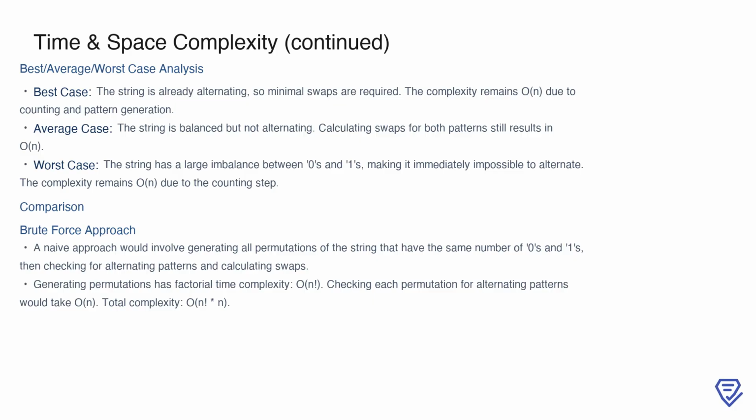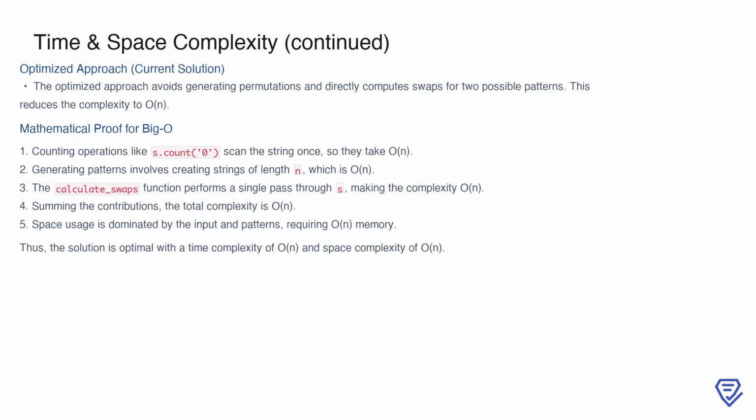By comparison, a brute force approach would involve generating all permutations of the string with the same number of zeros and ones, checking each permutation for alternating patterns, and calculating swaps. This approach would have a factorial time complexity, O(n!), which is far less practical than our optimized solution. Our optimized approach avoids the inefficiencies of brute force by directly calculating swaps for the two possible alternating patterns, reducing the time complexity to O(n).